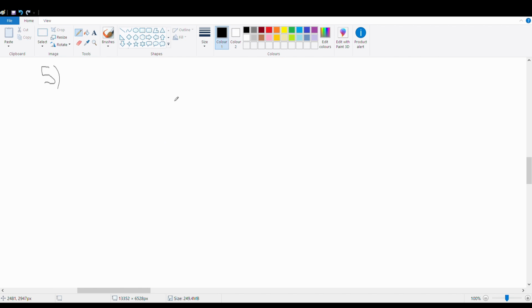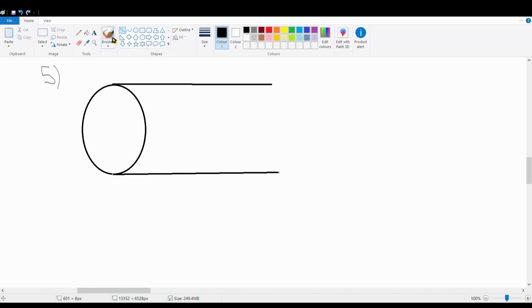First one is that of a hollow cylinder. The hollow cylinder is remarkably similar to a hollow ring, except that it is extended in space. Let me try to draw a cylinder accurately. We're going to extend this like this, and add another oval here to signify that this is a cylinder. Okay, I think that fits there.